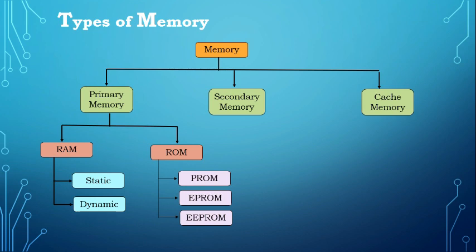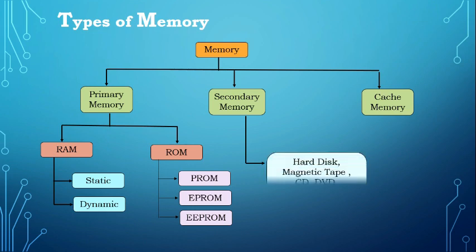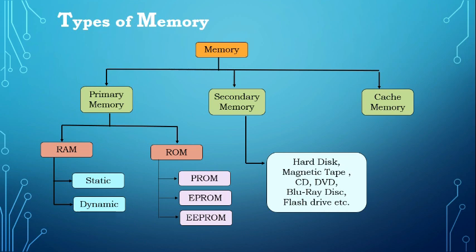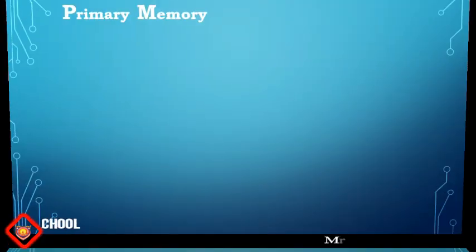Now when we talk about the secondary memory, there are several examples of the secondary memory like hard disks, magnetic tape, CD, DVDs, Blu-ray discs, flash drive, etc. We will go through each of the categories of the memory one by one in detail. Let's start with the primary memory.